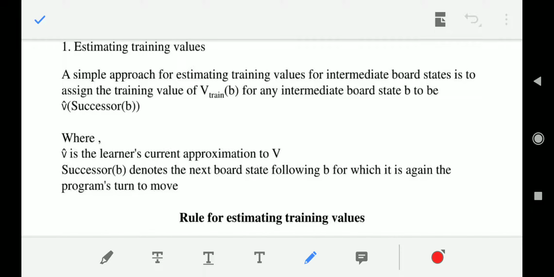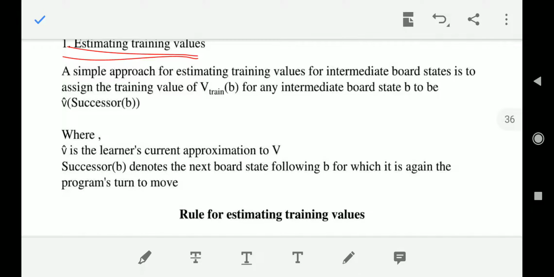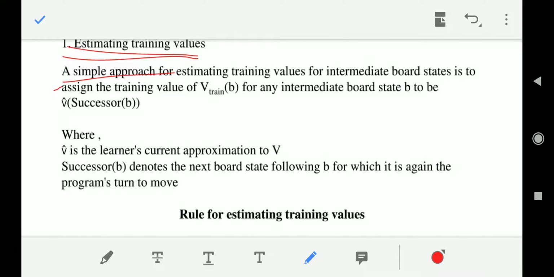See here, the first one is estimating the training values. What value I should assign to this move? It is very easy to assign the value once the game is finished. If the game is won, I will assign 100. If the game is lost, I will assign minus 100. But what in between? So we have to first estimate. The simple approach to assign the value is something called V successor B.